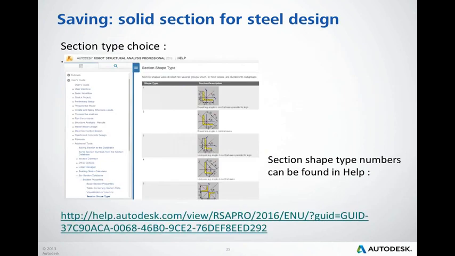Not all section types are listed there, only the most common ones. The full range of available solid section types and numbers can be found in Robot Help or under this link. To use them, it will be required to edit section data in the section database. We will talk about this later.